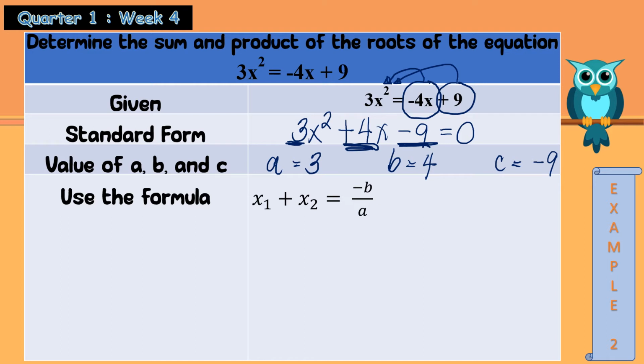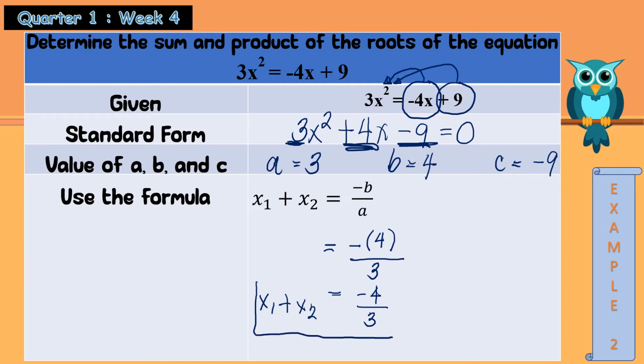So we have to copy negative, then the value of b here is positive 4, then divided by the value of a, which is 3. So when we simplify our numerator, negative times positive 4 will give us negative 4 divided by 3. Since our expression is already written in its simplest form, and we will not have an exact answer whenever we divide 4 by 3, this will be our final answer. So this will be the sum of the roots of our given quadratic equation.